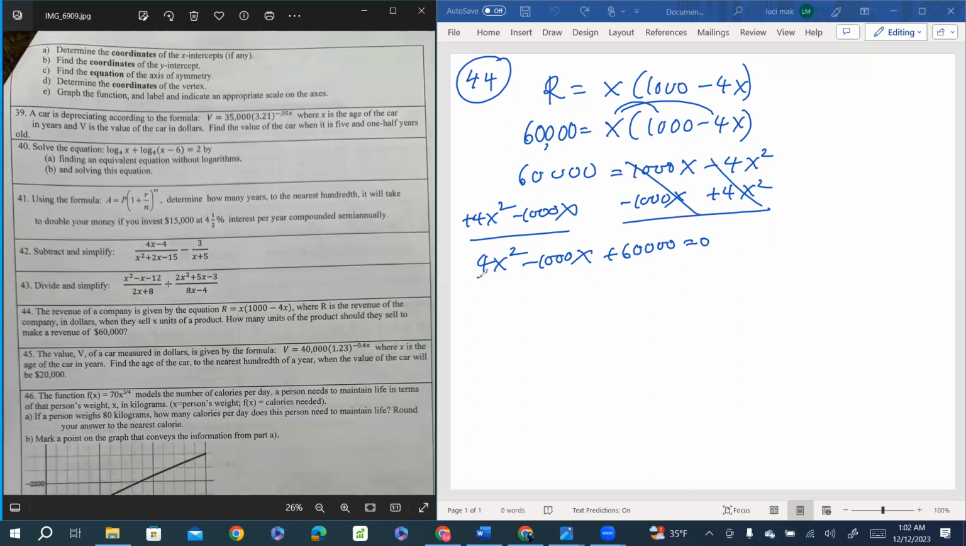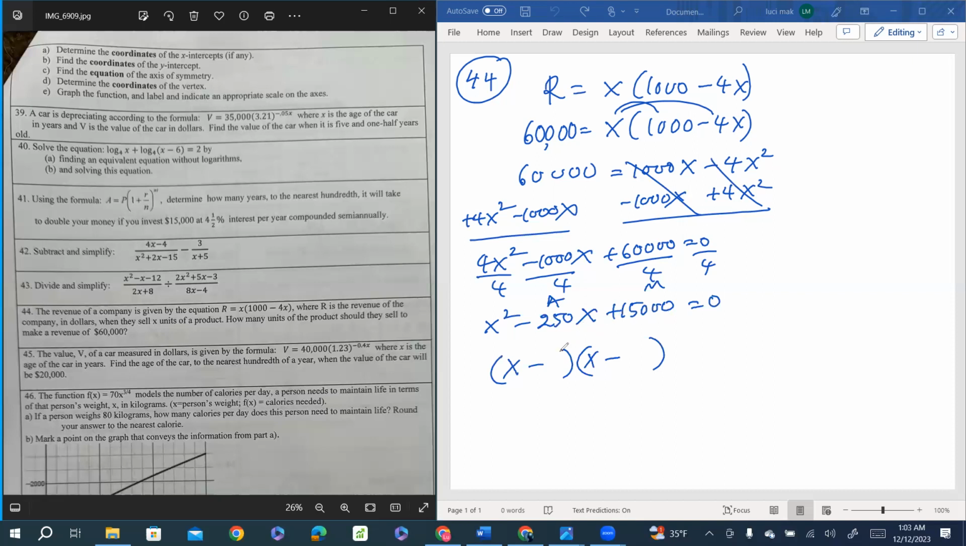Now, I think there's a factor of 4, so I'm going to divide each one by 4, or you could factor the 4 out. So you're going to get x squared minus 250x plus 15,000 equals 0. Now we need to find two numbers that multiply to 15,000 and add to 250. Because of the positive and the negative, both have to be negatives here. So x and x, and if both are negatives, they add up.